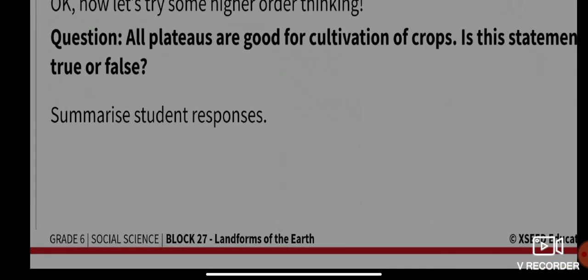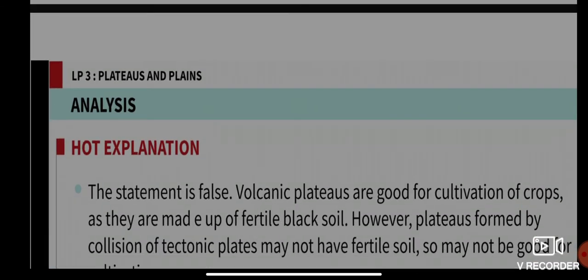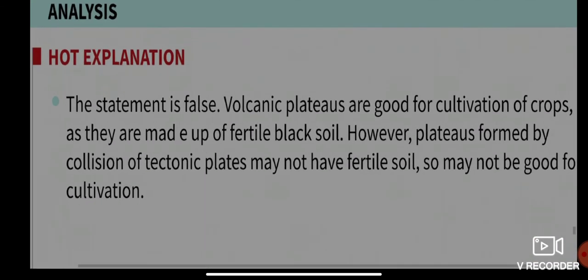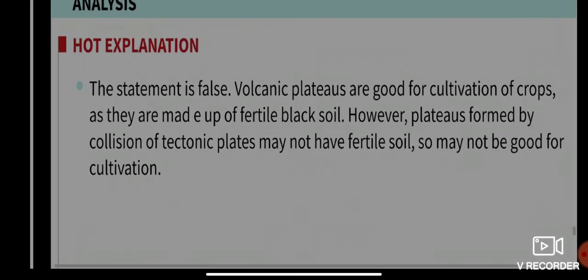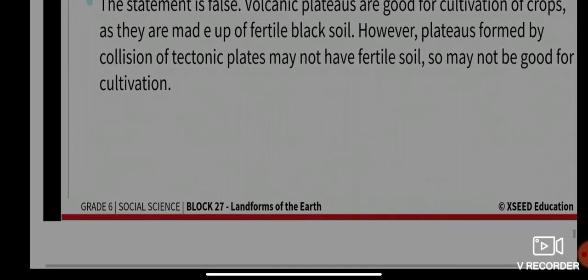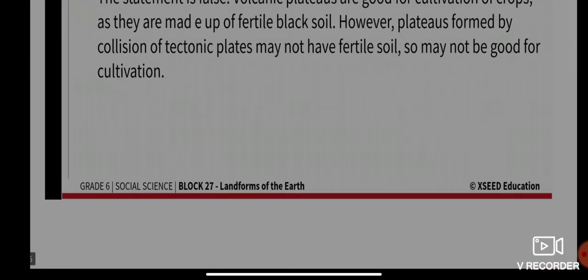Alright, if I were to choose, I'll go with false. Because volcanic plateaus are good for cultivation of crops, as they are made up of fertile black soil. However, plateaus that are formed by collision of tectonic plates may not have fertile soil, so they may not be good for cultivation. Alright, so that is the statement which I want to elaborate. So for me the statement is false. If you think the statement is true, you can justify it by giving your answer.